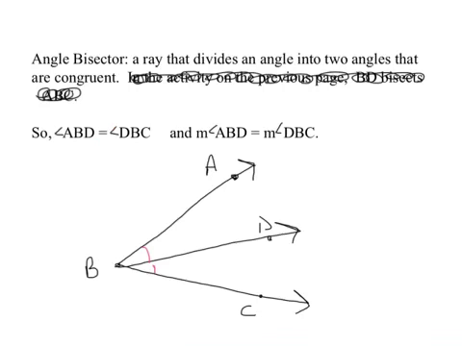Angle bisector. It's our last vocabulary word, I believe. An angle bisector is a ray that divides an angle into two angles that are congruent. So the measure of angle ABD is equal to the measure of angle DBC. I think I actually need a little congruent mark here. This first one says angle ABD is congruent to angle DBC. And this one says the measure of angle ABD is equal to the measure of angle DBC. That is shown by these little arcs right here.